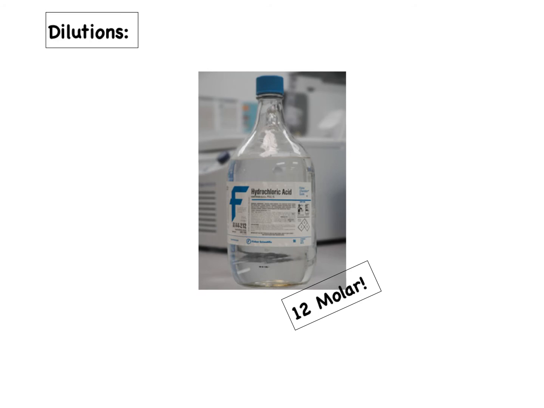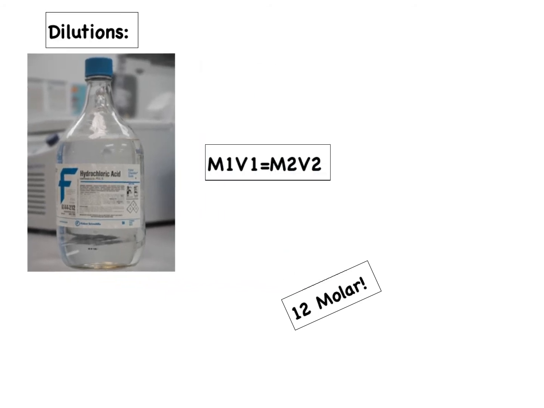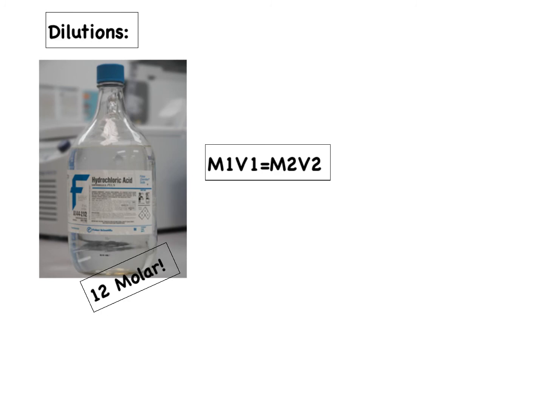And the formula that we use to make that dilution is M1V1 equals M2V2, where the M is referring to the molarity, the V is referring to the volume, M1V1 is with reference to our stock solution, M2V2 is with respect to the dilution that we are preparing.